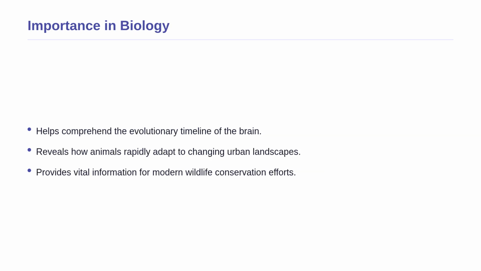Why is it so important that we study this intersection? Understanding the mechanics of animal intelligence is absolutely crucial because it helps us comprehend the evolutionary timeline of the brain, including our own human cognition. It reveals how animals can rapidly adapt to changing environments, such as urban landscapes. This is a vital piece of information for modern wildlife conservation efforts. By understanding how animals think and learn, we can better protect them and ensure they thrive in a world that is constantly being altered by human activity.